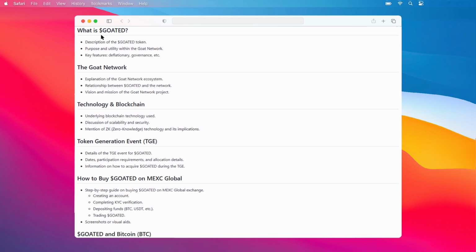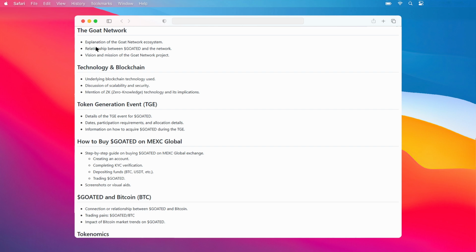It's the token powering the GOATED network, designed with specific purposes and utilities within its ecosystem. Key features often include elements like deflationary mechanisms or governance rights for token holders. Now, let's discuss the GOATED network itself. This is the broader ecosystem where GOATED plays a vital role. Understanding the network's vision and mission is crucial to assessing the token's long-term prospects.